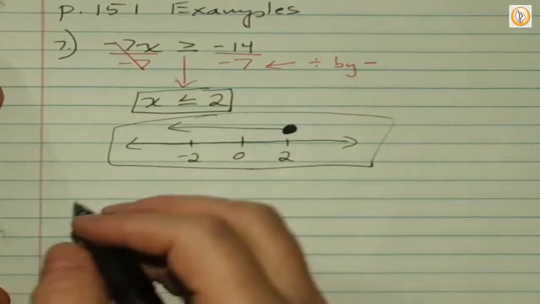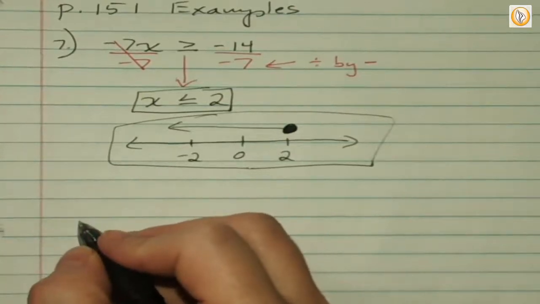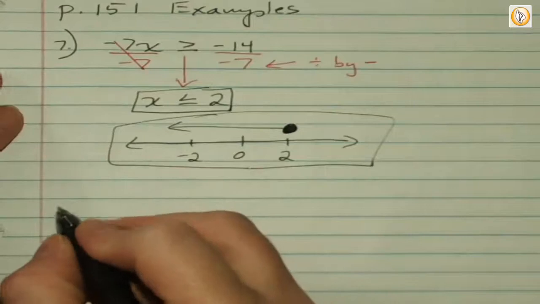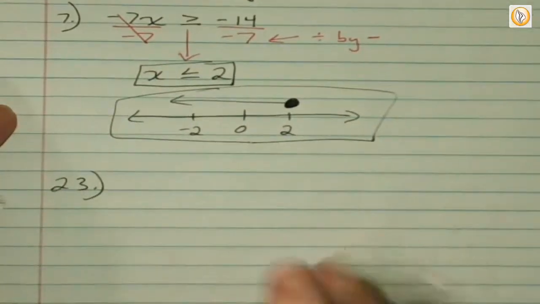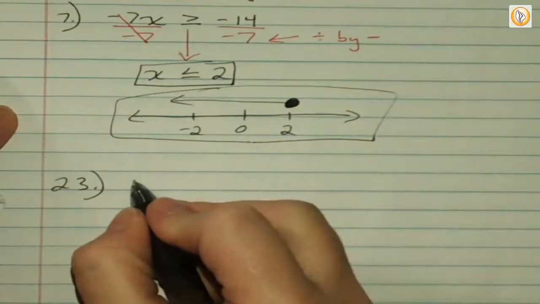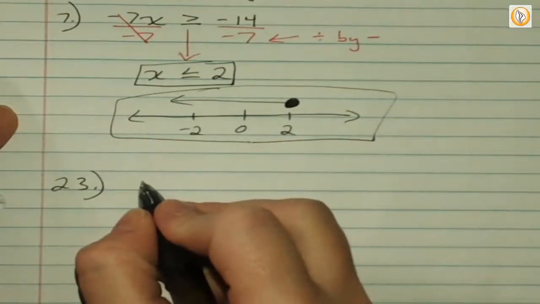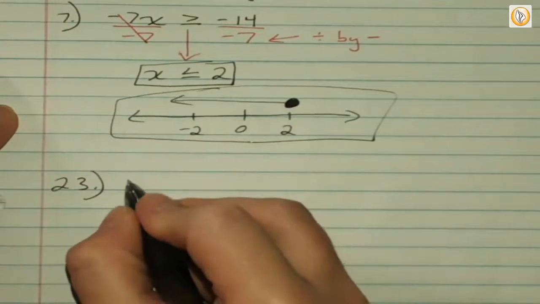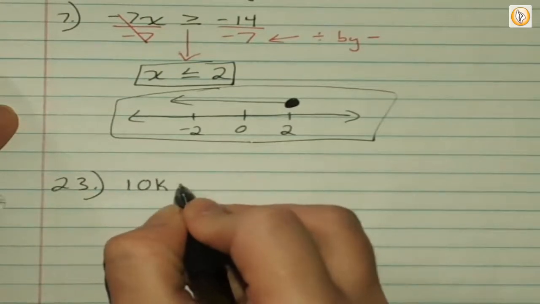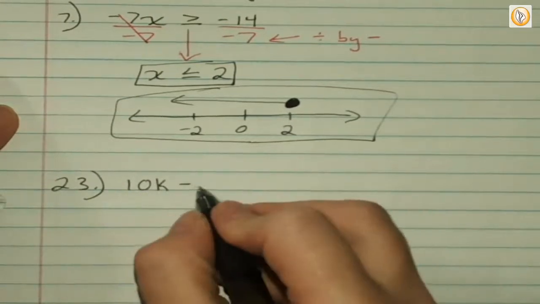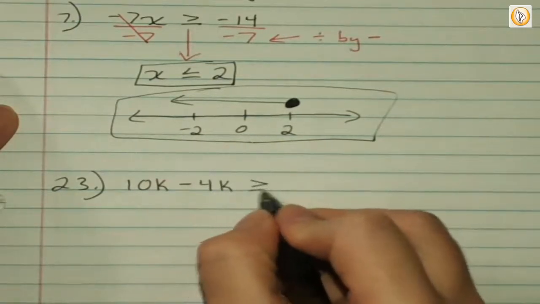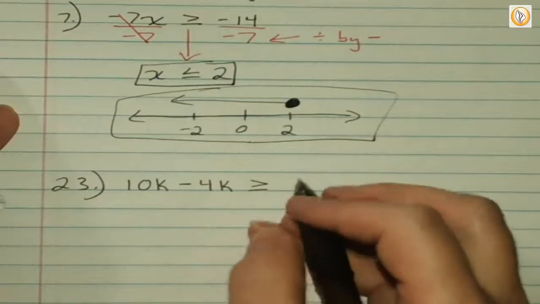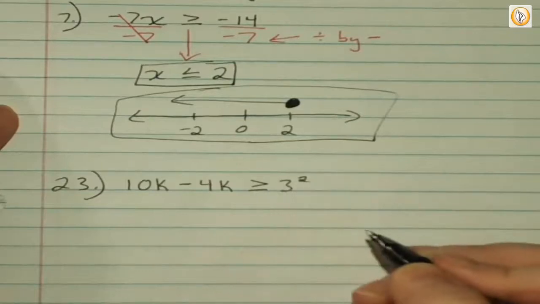I'm jumping right to the next section. I have 10k minus 4k greater than or equal to 3 squared.